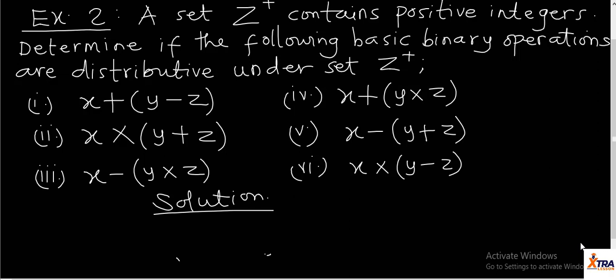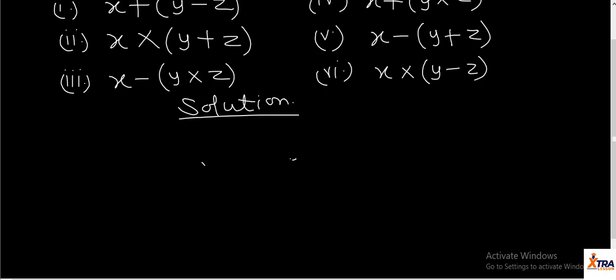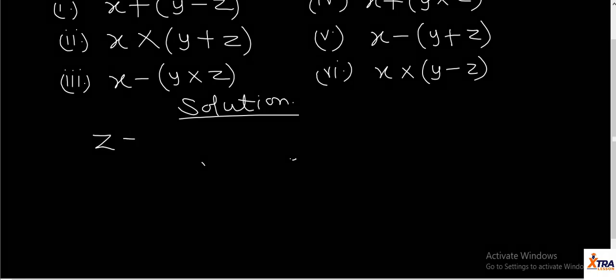Now what we need to know is that we have different operations here. We are not given the usual operation with the formula, but we know that these are basic operations that we know about: addition, subtraction and multiplication. So we can easily understand how to operate this. First of all, we need to bring out our set Z plus containing positive integers. That is the universal set containing all elements.